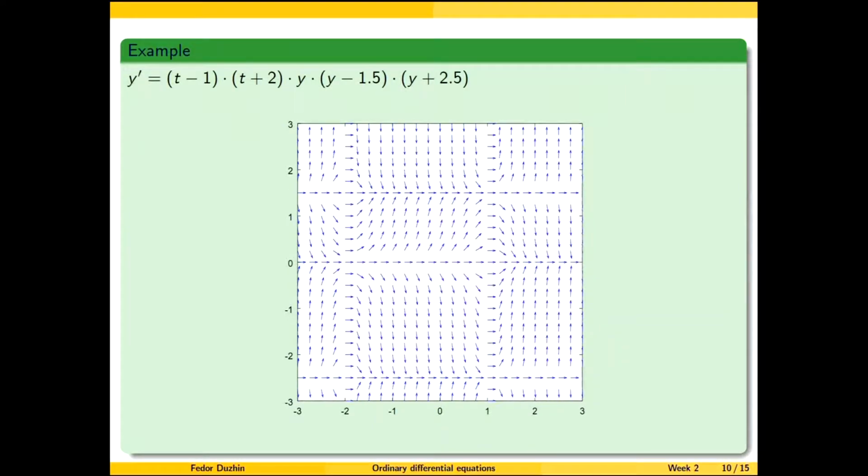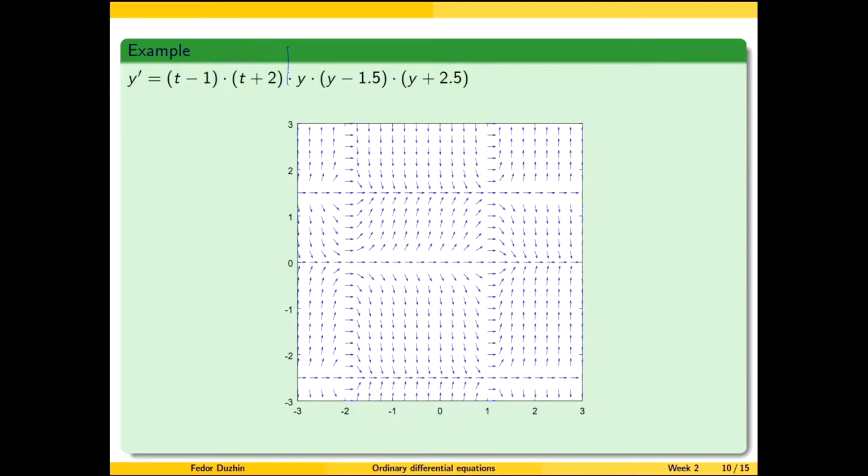And now I would like to go through a few examples of separable differential equations versus non-separable differential equations and their direction fields. So is it possible to figure out whether the differential equation is separable by just looking at the direction field, right? So my first example, here the differential equation is actually separable, right? So this is something in terms of t times something in terms of y.